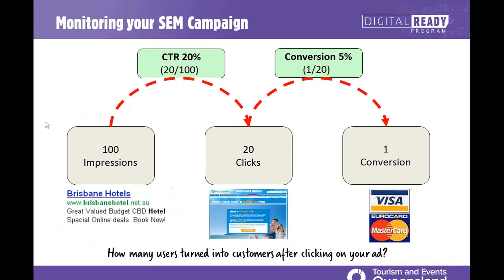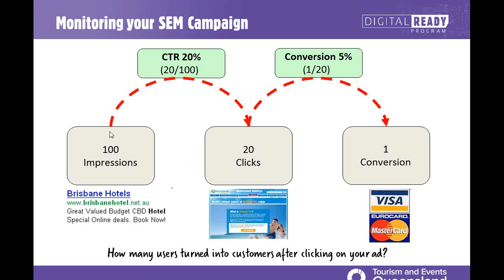Of the number of times my ad was shown, here with my Brisbane hotel ads, how many people clicked on that ad? And of the number of people who clicked on the ad, how many people actually bought something? Because at the end of the day, this is the game we're in: conversion, getting people to buy something from you. And if this is shown 100,000 times and you're still only getting one conversion, then that's not good. What you would be wanting to do is to get that up.